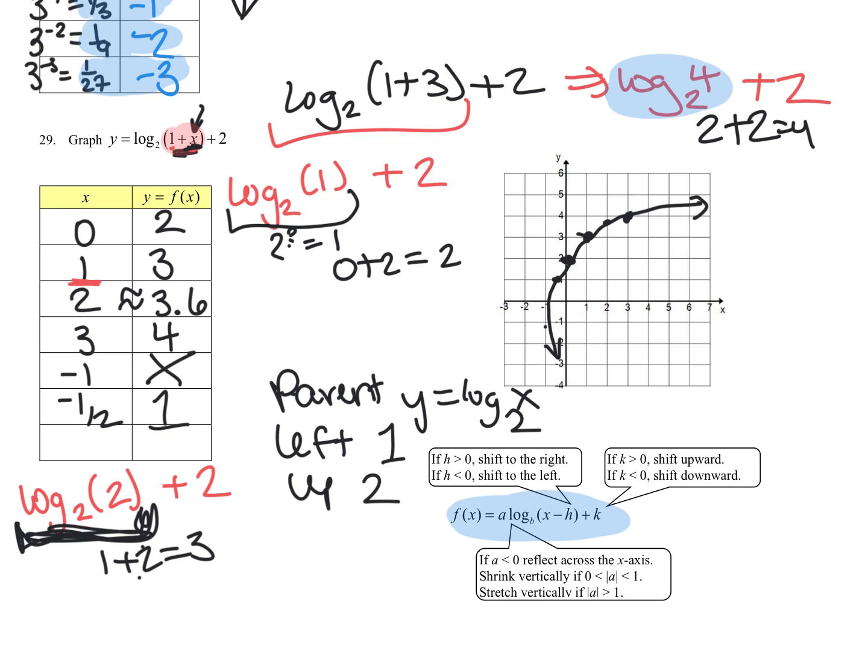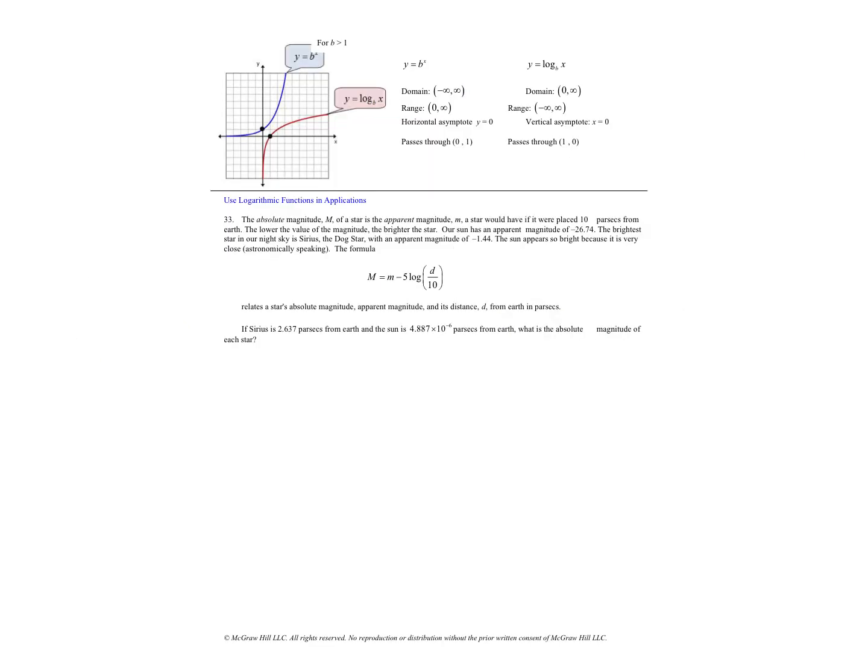All right. So in general, here is some information about the graphs, because we don't expect you to graph this by hand all the time. That would be just crazy. So here are some examples that may help you.